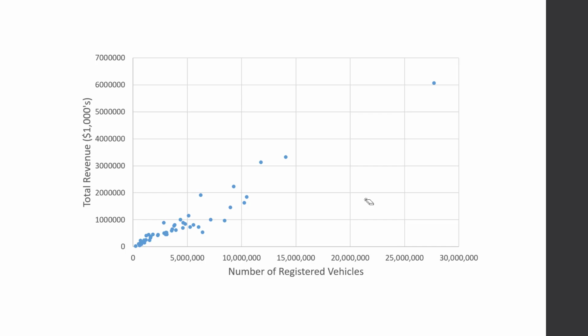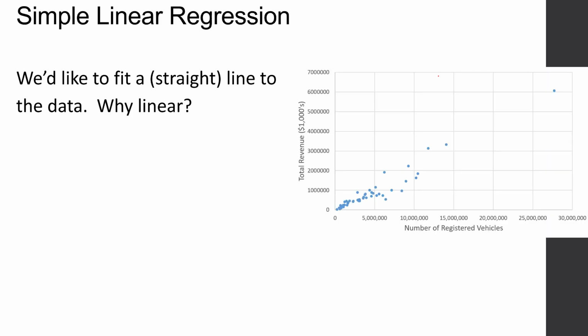All right, so this is the scatter plot of the data of the thing we're trying to predict, which is total gas tax revenue, against the thing we're using to predict it, number of registered vehicles for a state. And you see this one way out here. Can you guys guess which one that is? Yep, it's California. Okay, so we'd like to fit a straight line to this data.